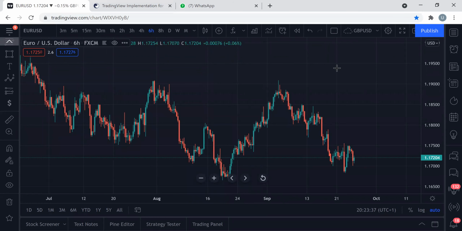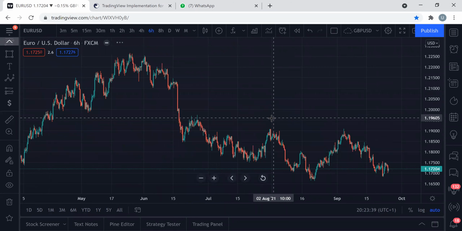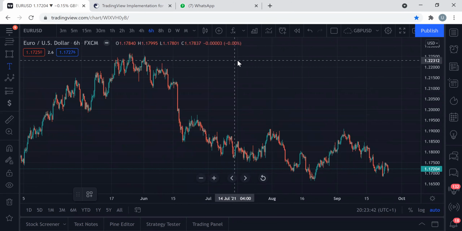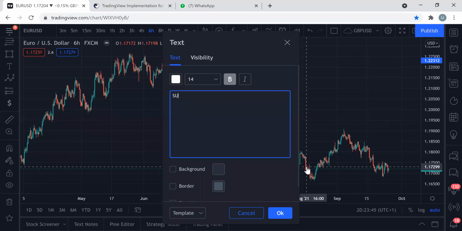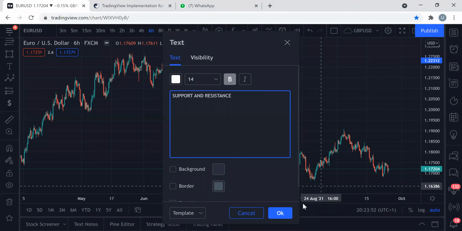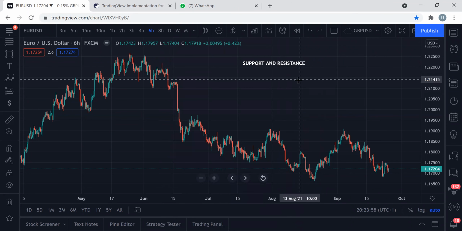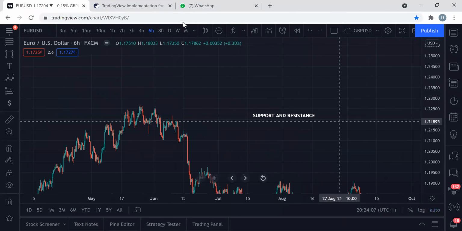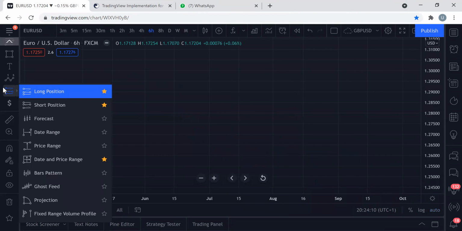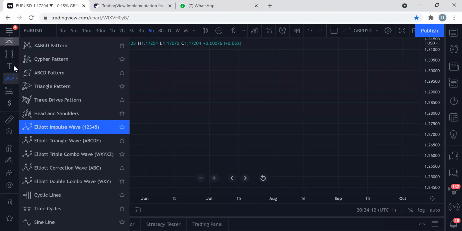Now this is the Euro USD chart, and I want to use it to explain a topic called support and resistance. Without wasting much of our time, most people here already know what support and resistance are. I'll just go straight to their significance, what they mean.